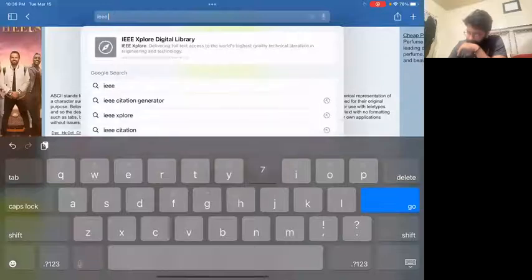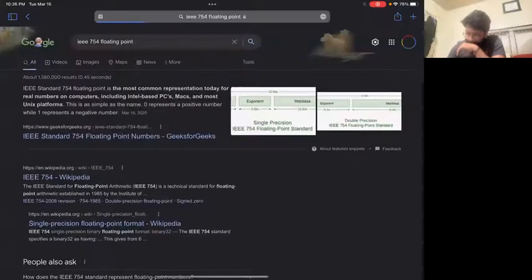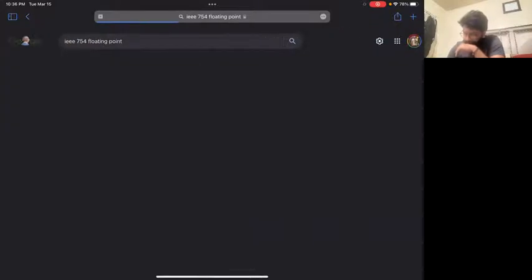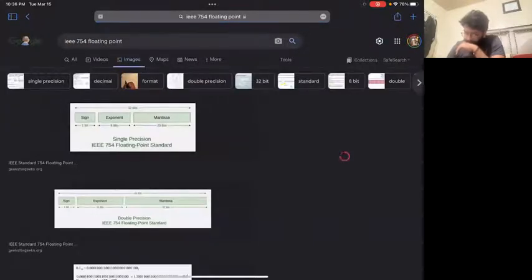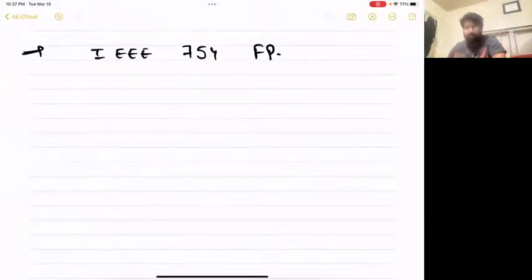IEEE 754 floating point. If you Google that, you can just look at this image. This is the IEEE 754 floating point standard. Basically, we have one sign bit, then 8 exponent bits and 23 bits of mantissa. Okay, so we'll solve it this way, it'll be much easier for you to understand what I'm talking about.